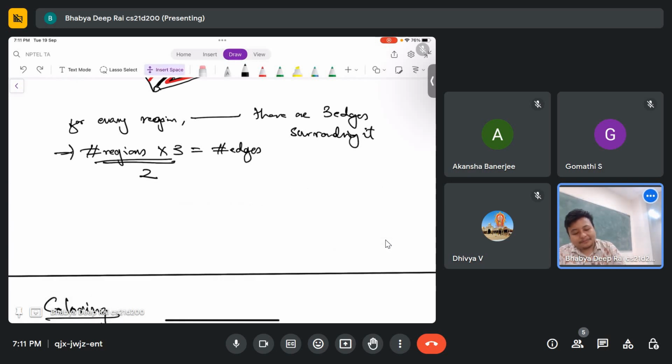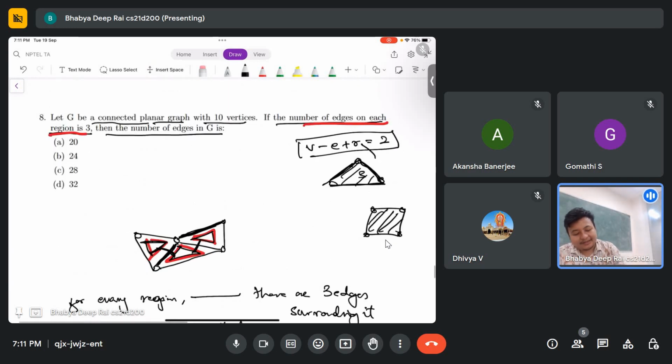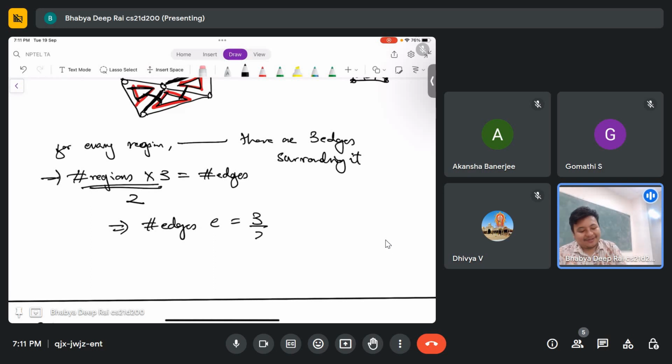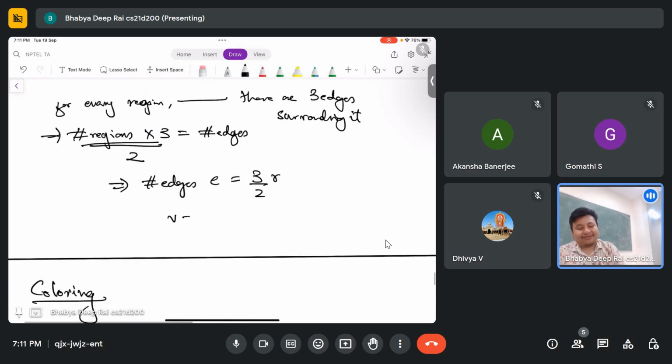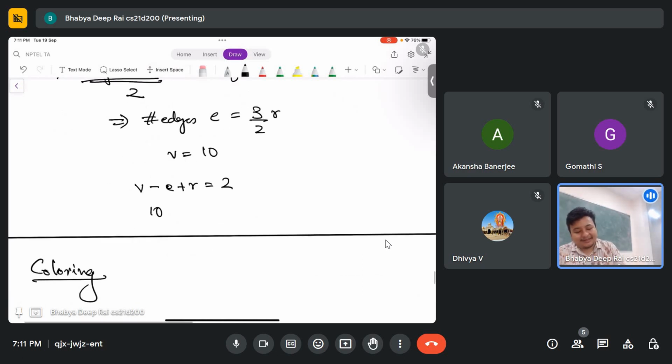So now what I do is, which means that number of edges, which is E, is equal to 3 times R by 2. What is R? Okay, we don't know that. E is equal to 3 by 2 R. Okay. And number of vertices, what is number of vertices? 10. So now since the graph is planar, I'm simply going to plug in the formula now. V minus E plus R equals 2. So V is 10 minus E is 3 by 2 R plus R equals 2.